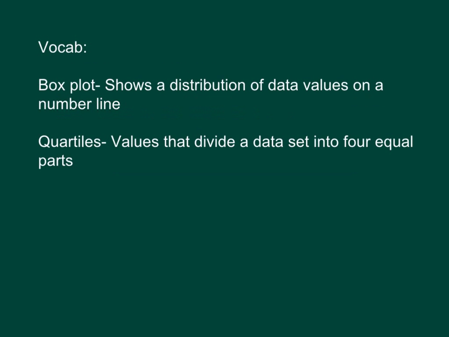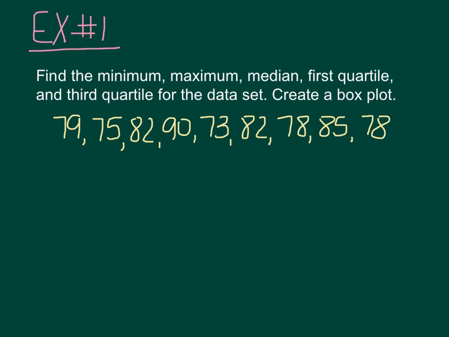sense. We have two vocab words. Box plot, which shows a distribution of data values on a number line, and quartiles, values that divide a data set into 4 equal parts. Example 1. Find the minimum, maximum, median, first quartile, and third quartile for the data set. Create a box plot. Okay, first of all, let's go over some things that we do know.